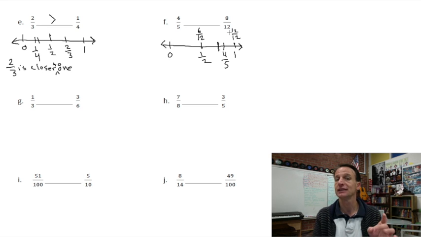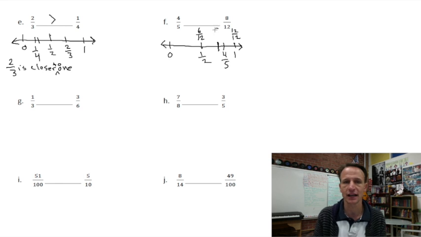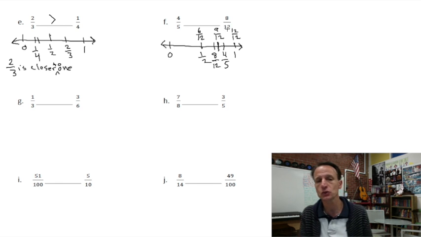3, 6, 9, 12. You see how it's 9 twelfths? So where's 8 twelfths? Well, it's going to be right before 9 twelfths. Another way of doing this is to simplify 8 twelfths.